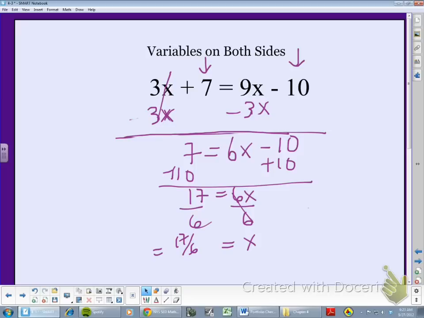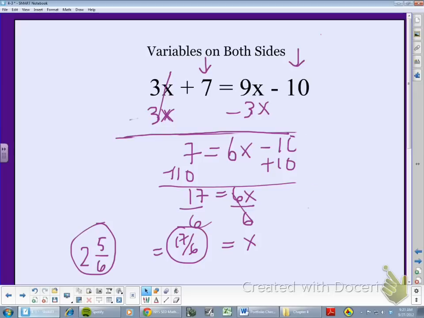6 goes into 17, what, twice, and then 5 over 6 remainder? Or, I don't mind if you leave it as an improper fraction. Okay, another technique for doing this is, I'm going to do it over here on this side right here.